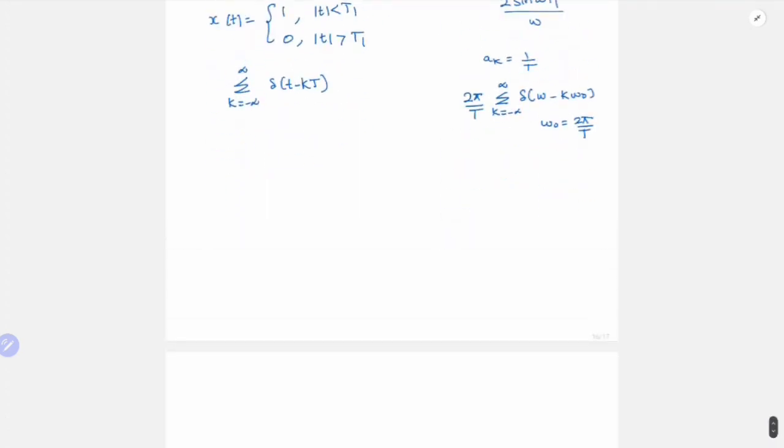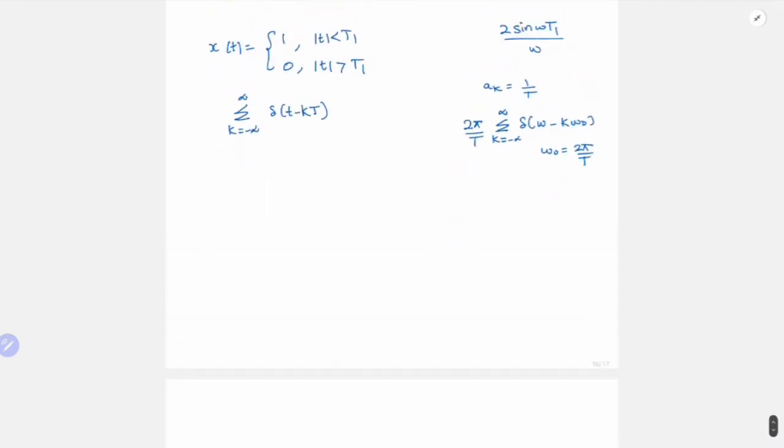So then what do we have? Again, this duality: sin(Wt)/(πt) is nothing but X(jω) equal to 1 for |ω| < W and 0 for |ω| > W.